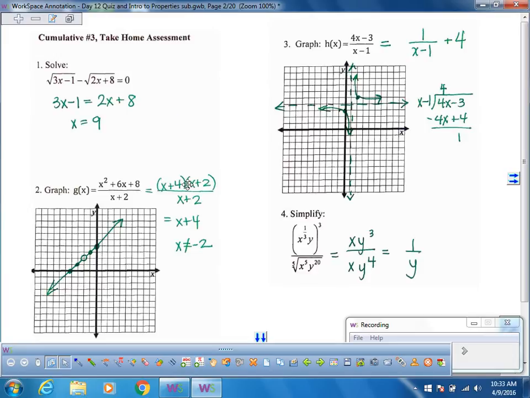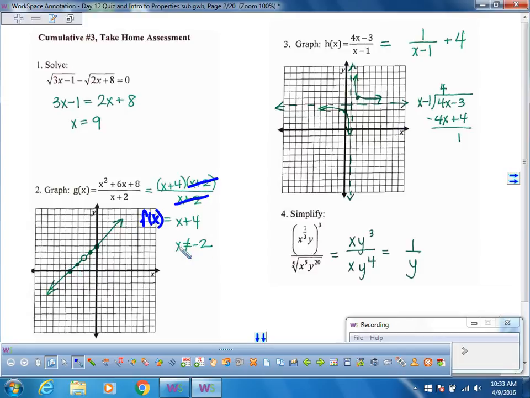Okay, so let's look over the cumulative number 3 take-home test. So you guys did pretty good on number 1. Number 1 was x equals 9. All you had to do is move the square root of 2x plus 8 to the other side and then square both sides. This one, you had to factor the numerator first, and then as those cancel or equal to 1, you're only left with f of x is equal to x plus 4, which is just a line.